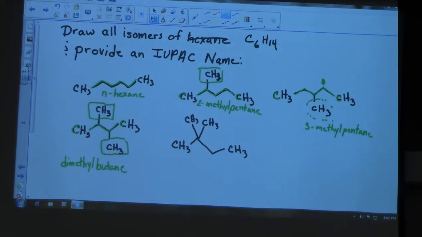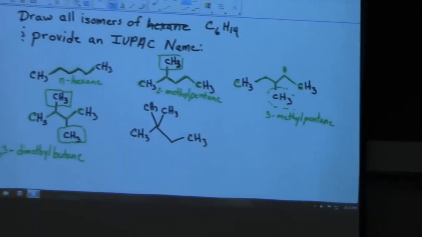So it's dimethylbutane, but I need to be able to indicate where those methyl groups are. And where are they? 2 and 3. So the way that that is shown is by going 2,3-dimethylbutane.